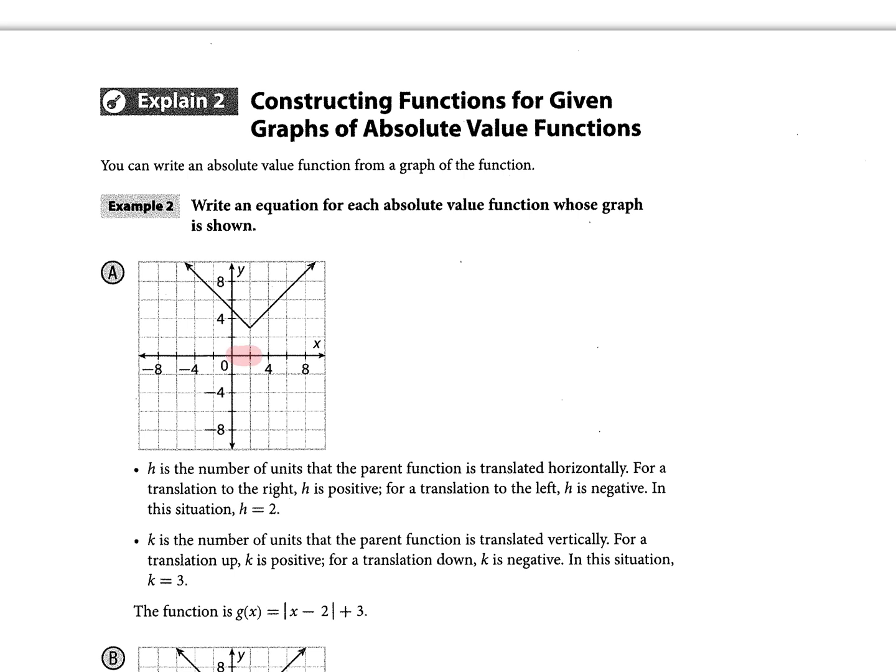K is the number of units that the parent function is translated vertically, up or down. For translations up, k is positive, and for translations down, k is negative. In this situation, k is 3. They shifted up 3 units.